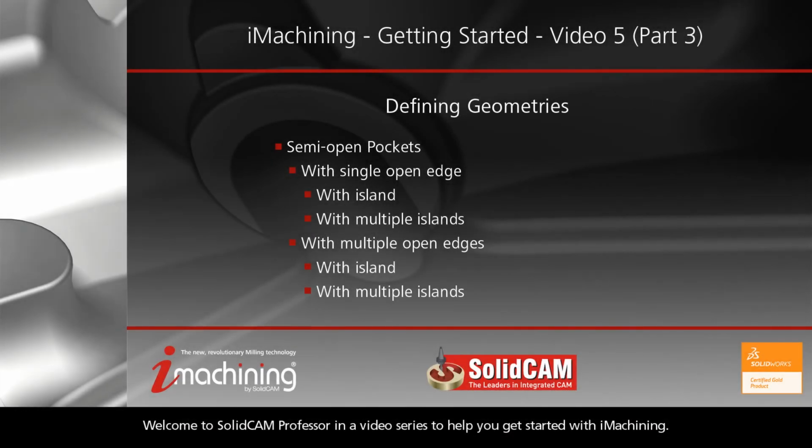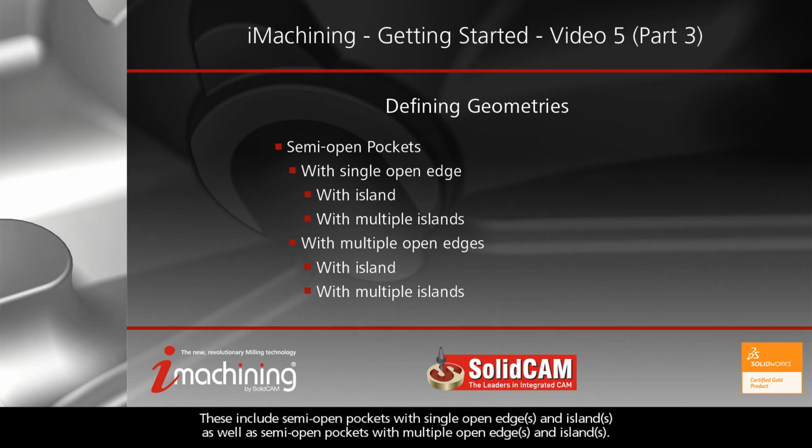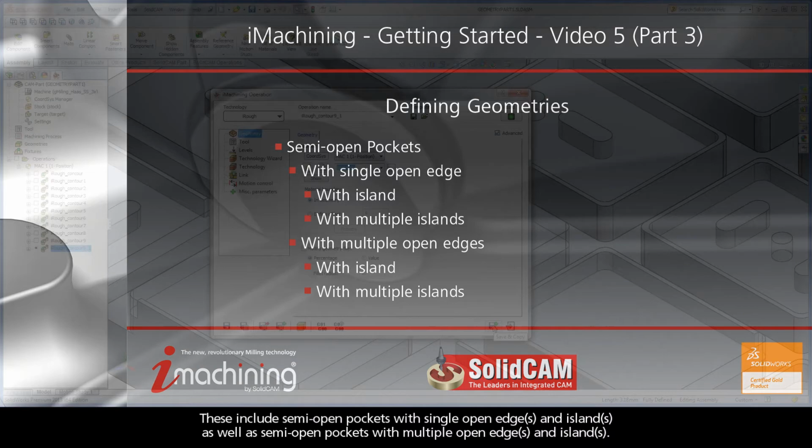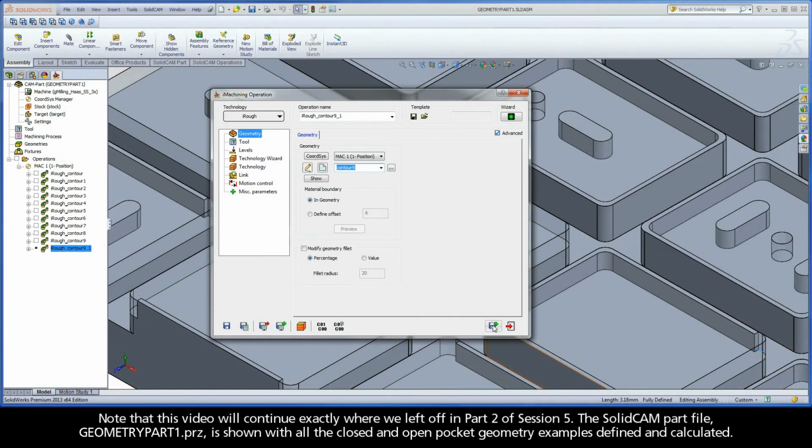Welcome to SolidCAM Professor, a video series to help you get started with iMachining. This video is part 3 of session 5, and we will define examples of semi-open pocket geometries. These include semi-open pockets with single open edges and islands, as well as semi-open pockets with multiple open edges and islands. Note that this video will continue exactly where we left off in part 2 of session 5.